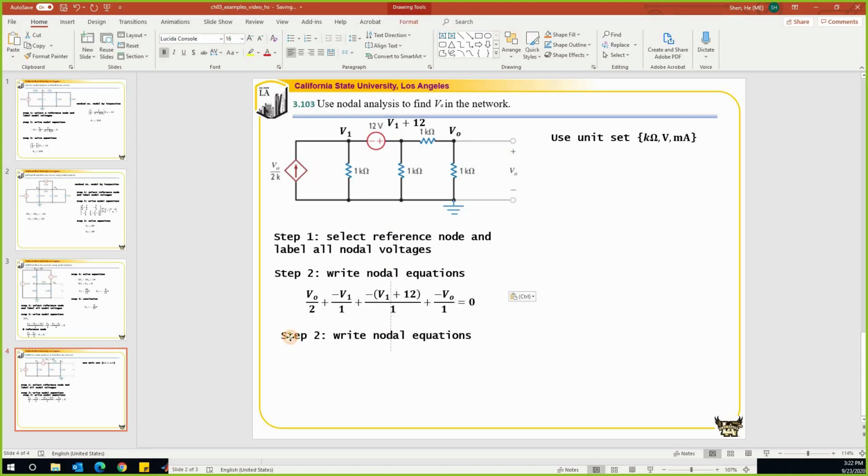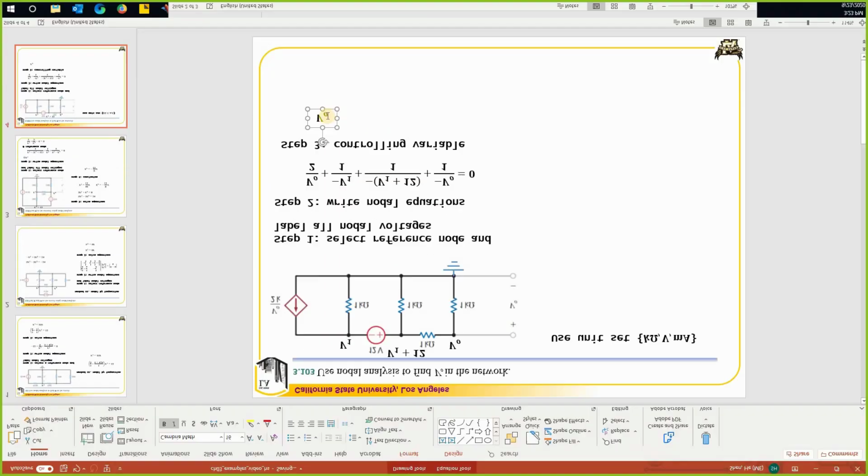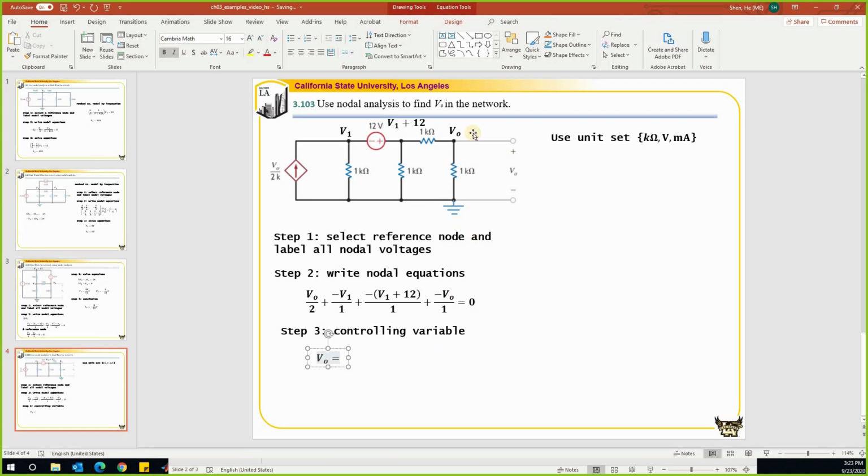There will be another equation about the control variable. The controlling variable is VO. So we're going to find a VO in terms of the other nodal voltages that we defined in the problem. So we only define a V1 and a VO. We define a relationship between VO and a V1.